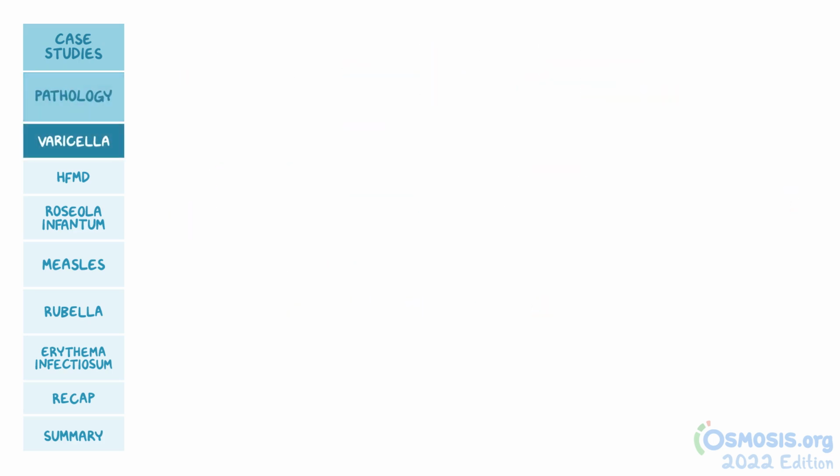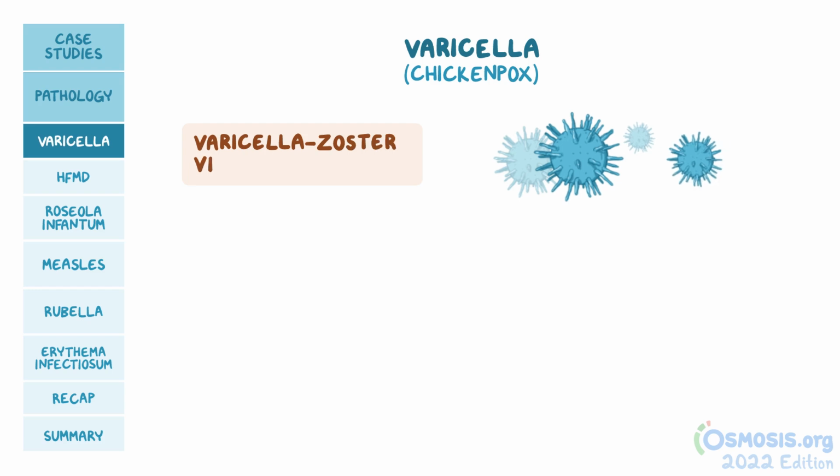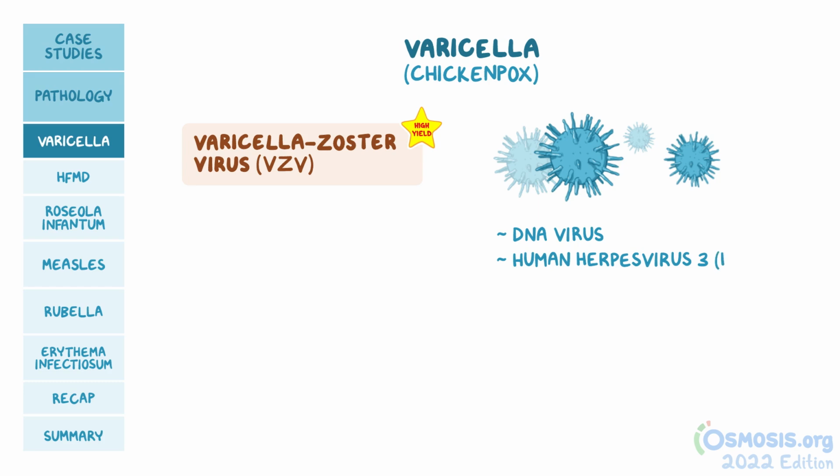All right, now one of the most common viral exanthems is varicella, more commonly referred to as chickenpox. It is caused by the varicella zoster virus, or VZV for short, which is a DNA virus, and is also known as human herpes virus 3, or HHV3, as it belongs to the herpes viridae family.